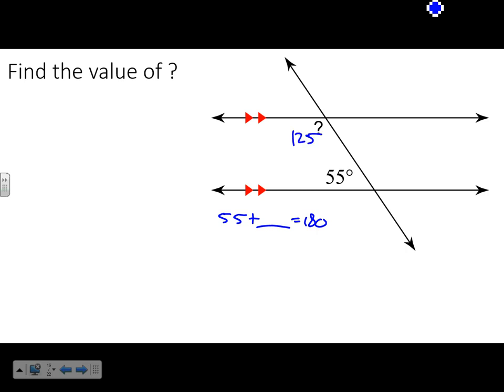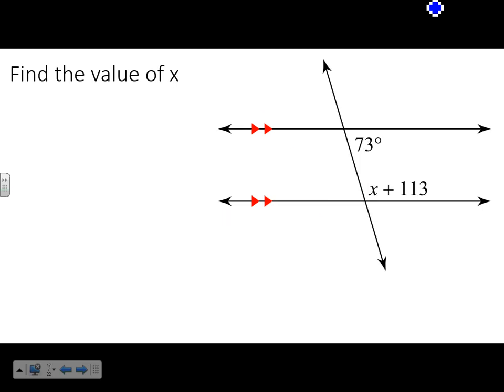And again, it's obvious. This angle is small. This angle is really big. One's acute, one's obtuse. They're definitely not congruent. So now we're actually solving for x. So now we have one that, again, they're the same side interior, so they're not congruent. You do not set them equal. Instead, you have 73 plus x plus 113 is equal to 180. They add up to be 180 because they're supplementary. And then from here, you solve like normal. 73 plus 113 is 186.